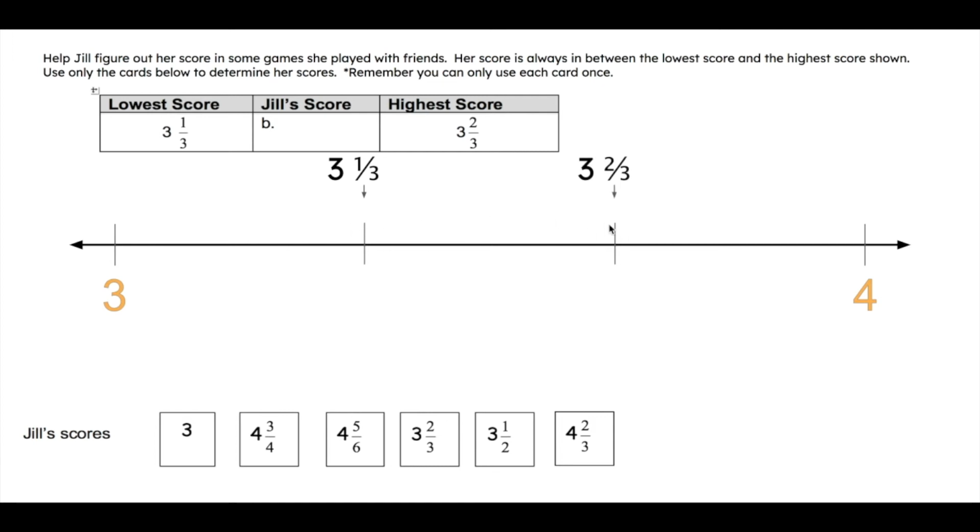All right, so this is where our answer is going to be. The lowest score is here. The highest score is here. Jill's score is somewhere in between. All right. Boom. This is my sweet spot right here.